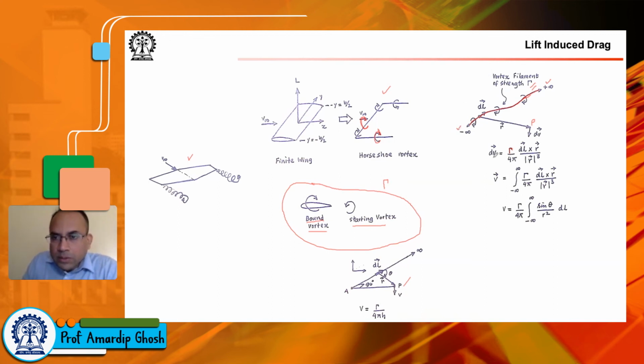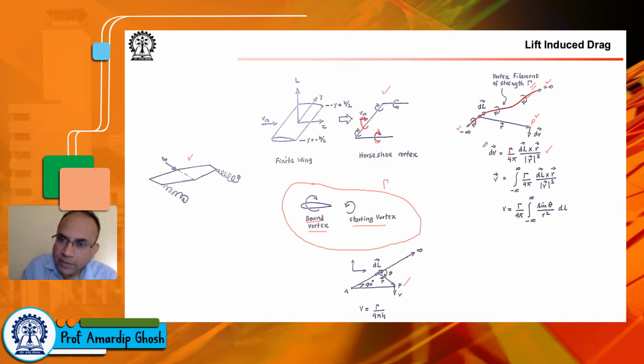Okay, so what we do is the dV established at a location P due to a vortex filament of strength gamma can be given as gamma by 4 pi, dl cross r. So dl is that small filament length vector, and r is the vector location of P with respect to that dl element. And you can get the dV as the proof of this is given in Karamcheti. So for those who are interested in this, you can consult Karamcheti's proof of this Biot-Savart law.